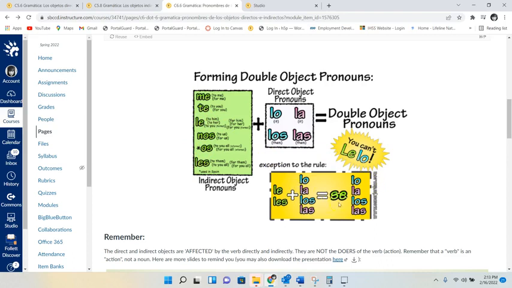However, for the le and the les, you will not say lelo. Okay, so you see this rule here. You will not say lelo, lela, lelos, lelas. Nor would you say leslo, lesla, leslos, leslas. You have to change the le or the les to se. It becomes selo, sela, selos, selas. That would be the exception to the rule.